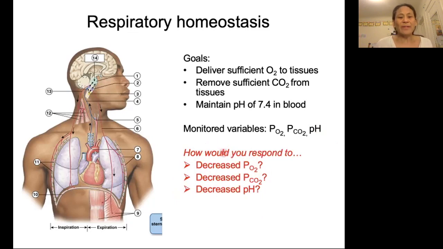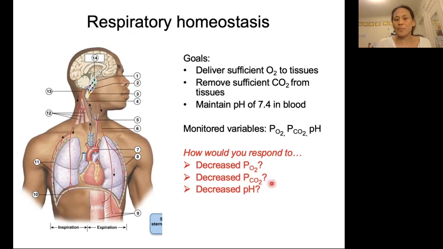Okay, so decrease PO2. If your PO2 is low, you're going to want to breathe more. You're going to want to increase your ventilation to bring more O2 into the body. Decrease PCO2. If you have low levels of CO2 in your body, you're going to want to slow down your breathing or decrease your ventilation so that you don't offload as much CO2 from your body.